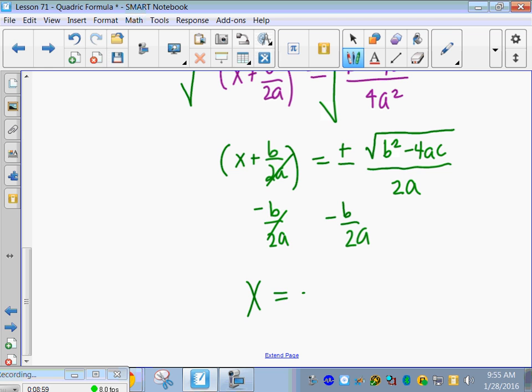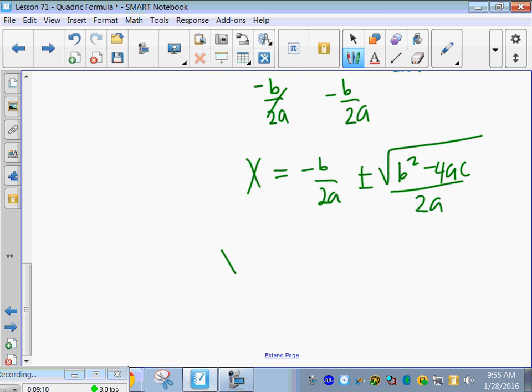And over here I have negative b over 2a plus or minus the square root of b squared minus 4ac all over 2a. It's looking a lot like the quadratic formula. Now we have a common denominator, so we're going to write it all as one fraction. And now we have exactly the quadratic formula.